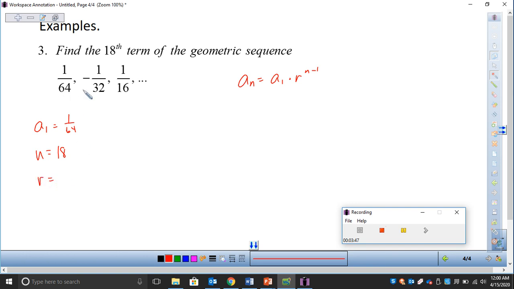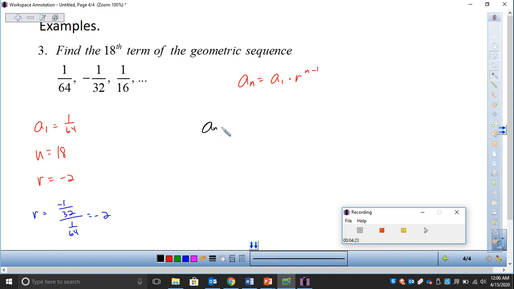How do I go from 1/64 to negative 1/32? When they alternate signs like this, you can know that the ratio is going to be negative. So I'm going to take negative 1/32 divided by 1/64, and that's going to give me negative 2. My ratio here is negative 2, and we knew it was going to be negative because we're alternating signs between these terms. Now it's just a plug into our formula.